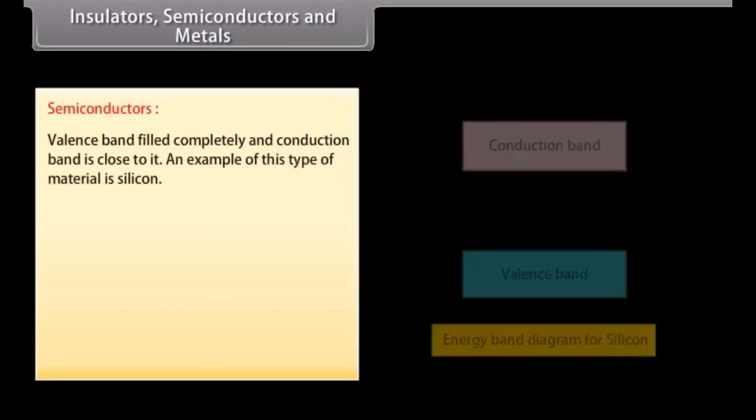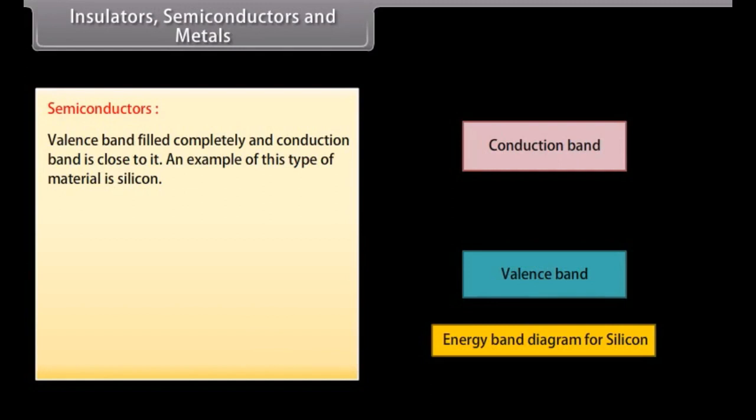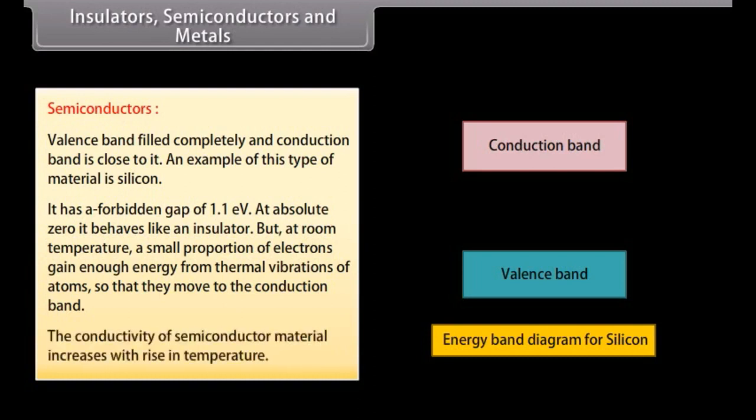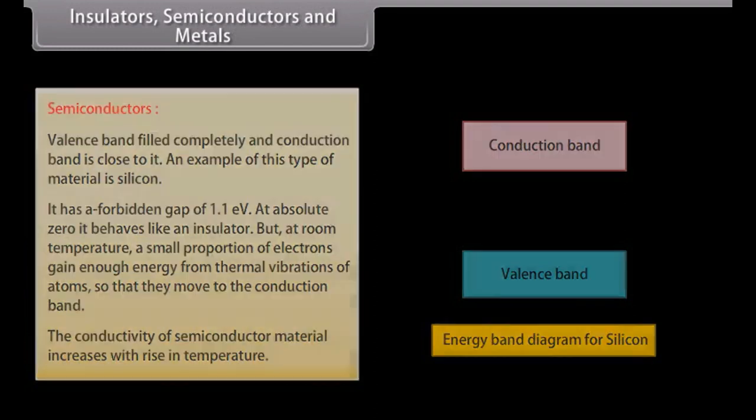Semiconductors. Valence band filled completely and conduction band is close to it. An example of this type of material is silicon. It has a forbidden gap of 1.1 electron volts. At absolute zero it behaves like an insulator. But at room temperature, a small proportion of electrons gain enough energy from thermal vibrations of atoms so that they move to the conduction band. The conductivity of semiconductor material increases with rise in temperature.